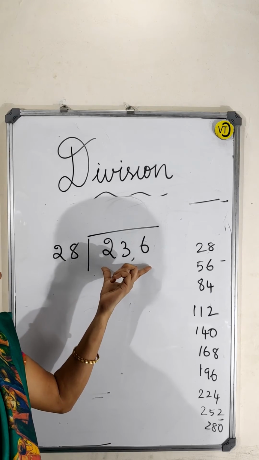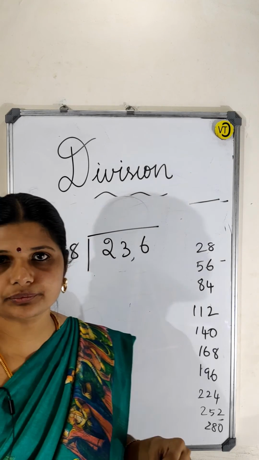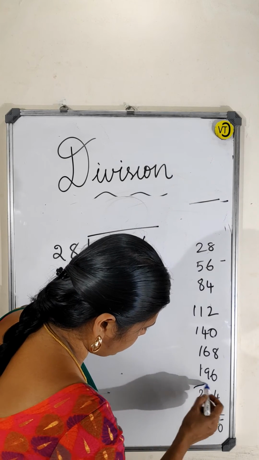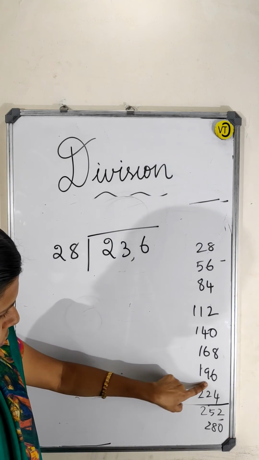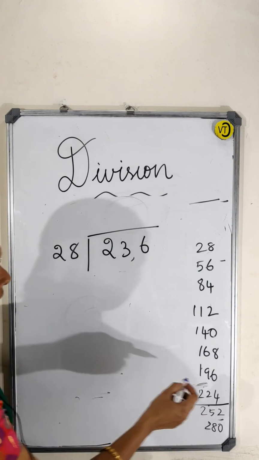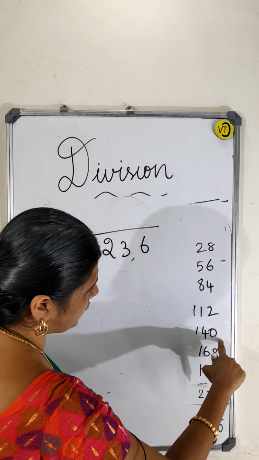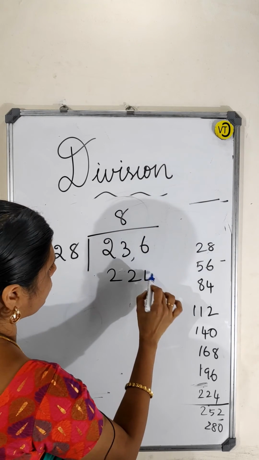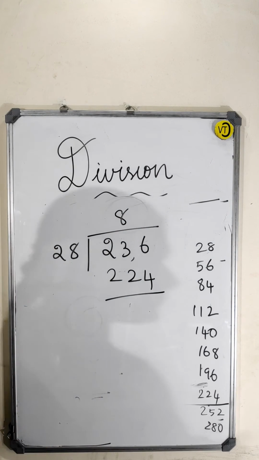But what is in my case? 236. 236 is here, it is coming. So you have to stop up to this. We should not go beyond that. So 224 you have to take it. So how many times? 1, 2, 3, 4, 5, 6, 7, 8. Yes, it is 224.